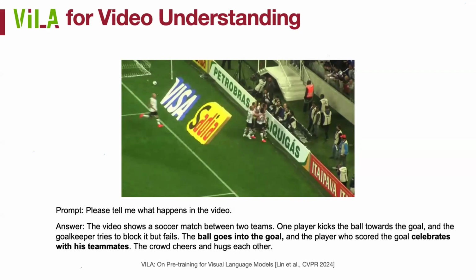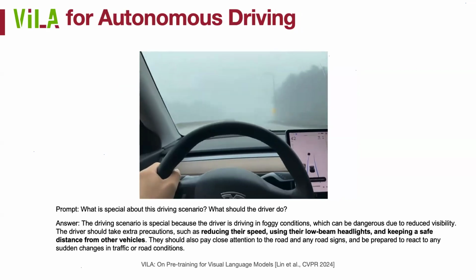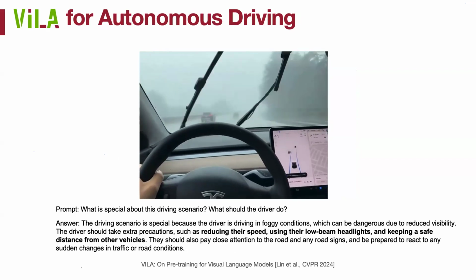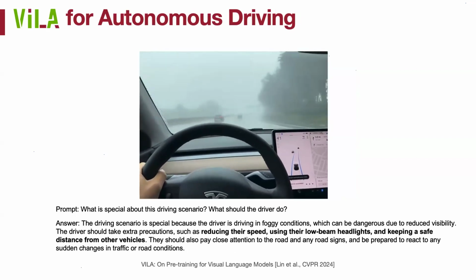It is able to describe there's a goal happening in this process. The ball goes into the goal, and the players celebrate with all the teammates, and they hug each other. This is for self-driving. What's unusual about the situation? It is able to say it's very foggy, and how you should react accordingly.